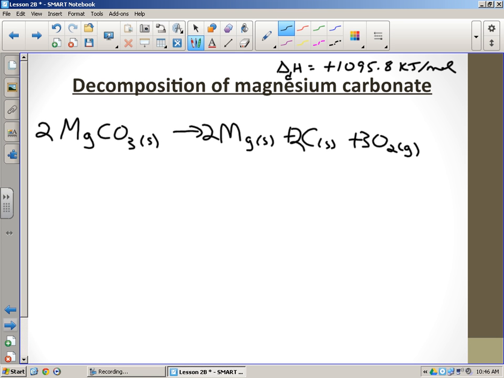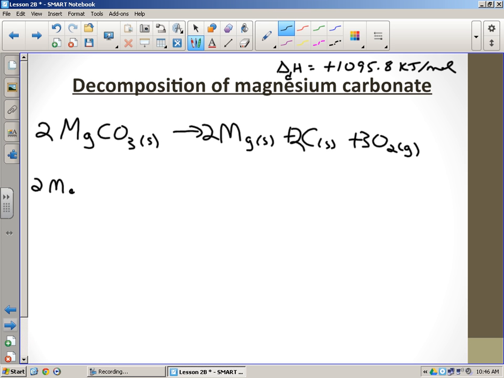Right side or left side? How many people say right? This is where I wish I had a little tool here. Right side or left side? Left, I hear left, left. It's endothermic. Look, it's positive 1095. Okay, so we need to put it on the left side.